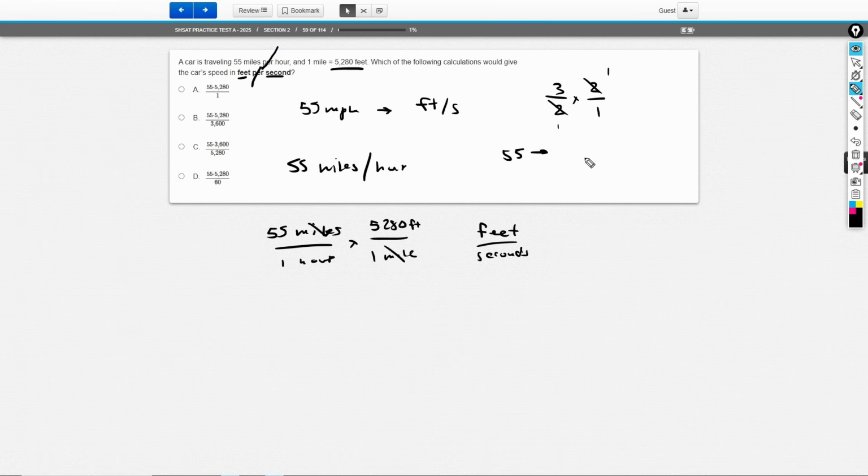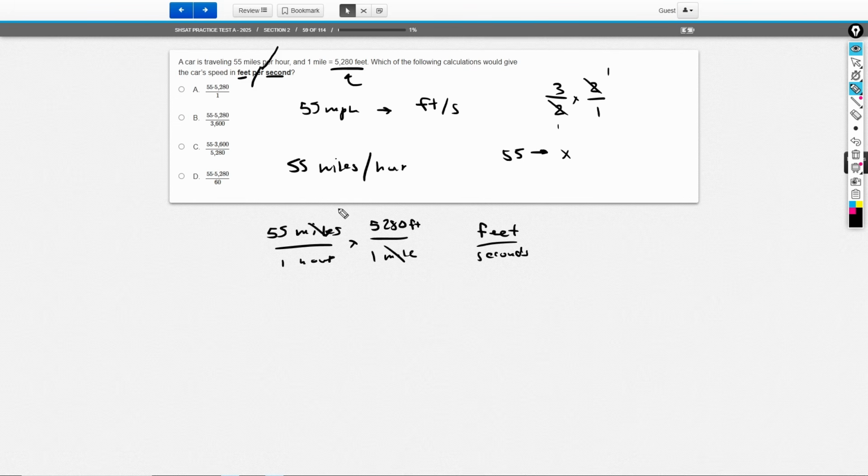That resulting number has to be bigger than 55. So we're going to have to be multiplying, not dividing, and we're going to be multiplying by 5,280 to make this bigger number, because there's more feet in 1 mile than there are miles in a foot. All right, so 55 times 5,280, that's our first step.